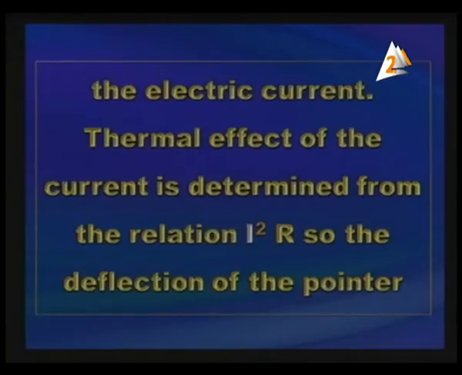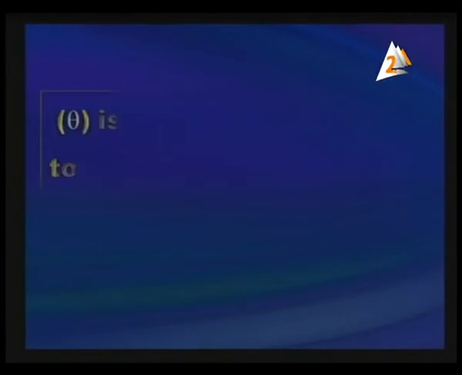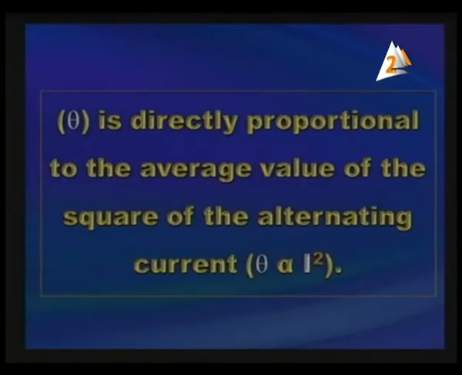So the deflection of the pointer, denoted by theta, is directly proportional to the average value of the square of the alternating current. Theta is proportional to I squared, and this explains why the scale of the device is not uniform, not equally spaced, not evenly divided.